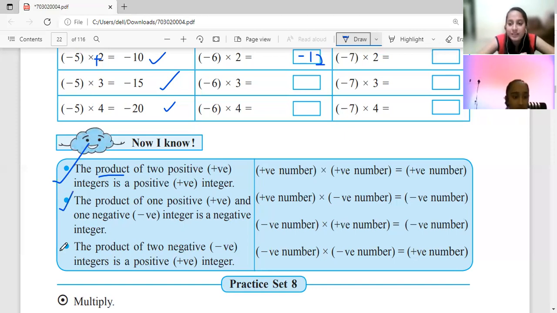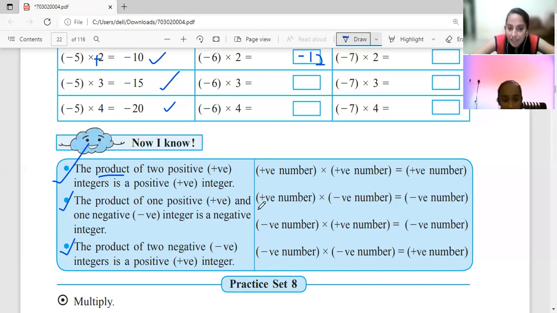The next one, the product of two negative integers, minus into minus, would result into a positive integer. Okay, चलो हमने इसको भी पास कर दिया. That means Maharashtra government prints the book correctly, है ना? अच्छा. Now they have given this in tabular form, जैसे हमने टेबल बनाया था उसके जैसा कुछ दिया है. So positive number into positive number is positive number. Positive into negative is negative. Negative into positive is again negative. And negative into negative gives you the positive numbers.